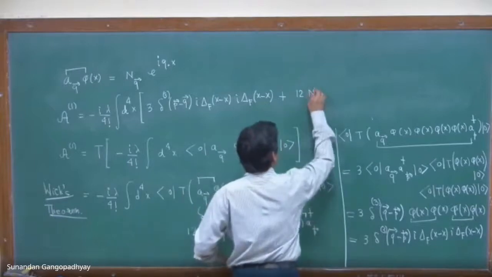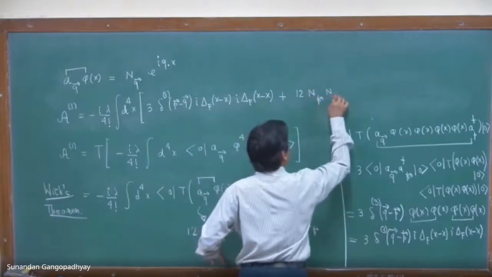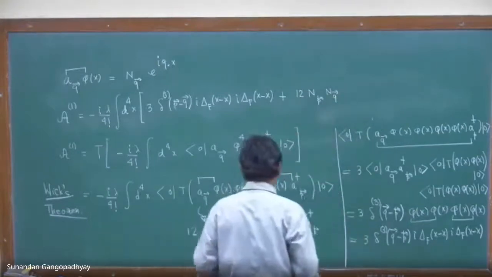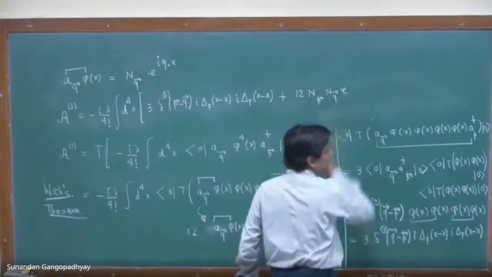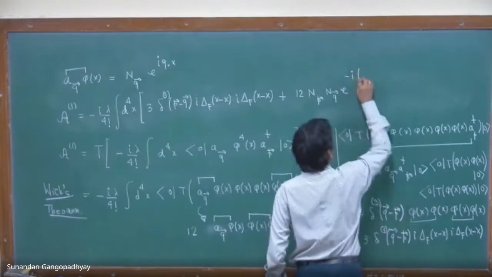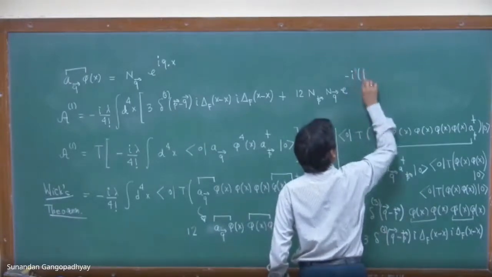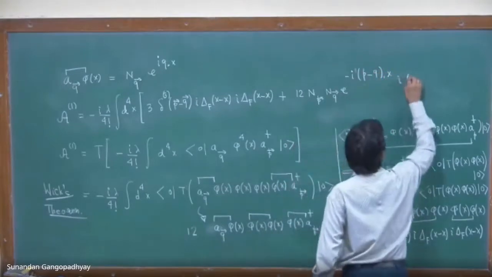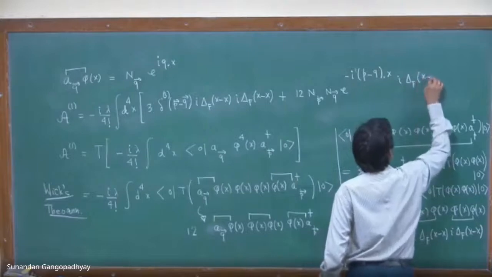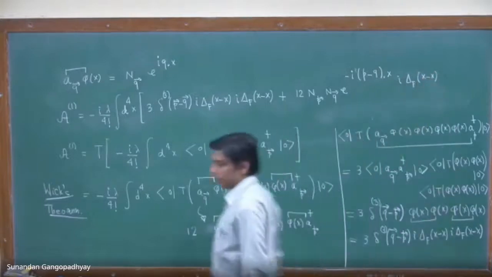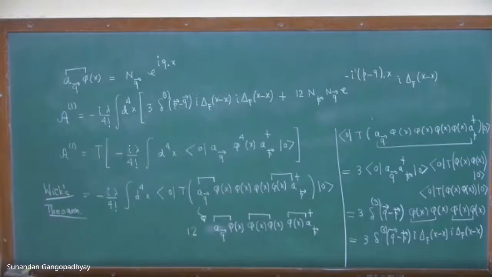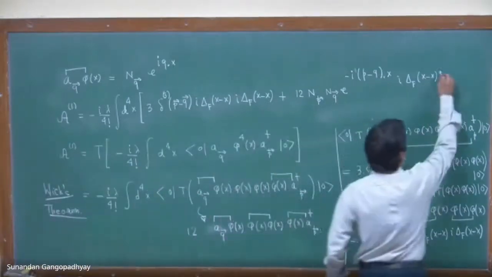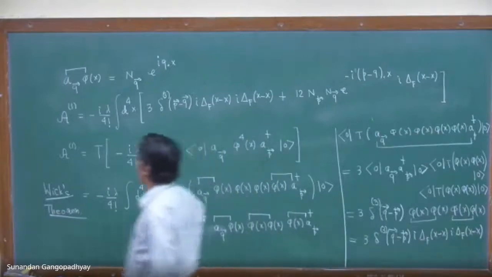So this gives us NP NQ e to the power of minus I, minus Q dot x. Then we have I dot x minus x. X minus x, that is basically delta F of 0. So this is the result, full result for A1.